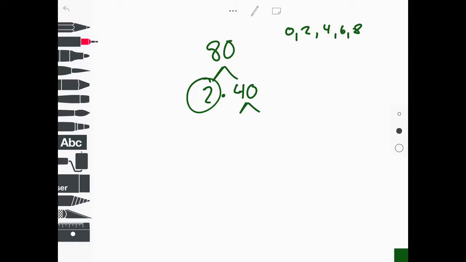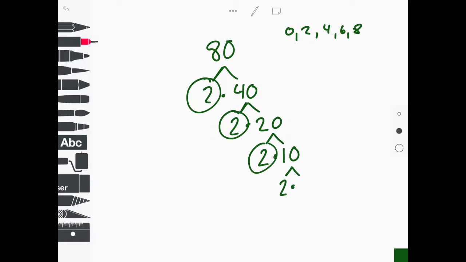40 is also divisible by 2. It's an even number. It ends in a 0. So 2 times 20 is 40. 2 is prime. You circle it. 20 is composite, so we keep going. 20 is divisible by 2. 2 times 10. 2 is prime. Circle it. And then 10, 2 times 5. 2 is prime. We circle it. 5 is also prime. We circle it.